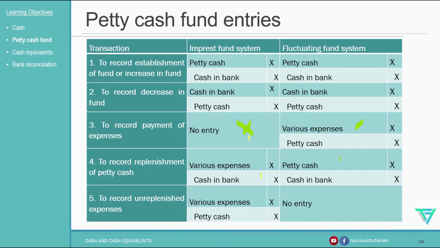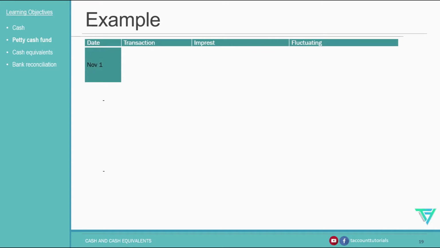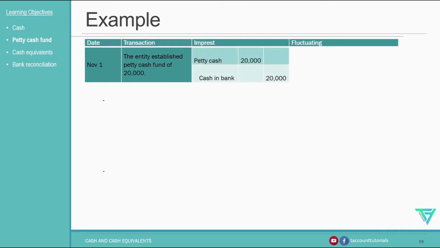Now that you know the entries under each of the two systems, let's try to provide the entries for this problem. On November 1, the entity established a petty cash fund of 20,000. For imprest system and fluctuating system, same entries: debit petty cash, credit cash in bank, 20,000.